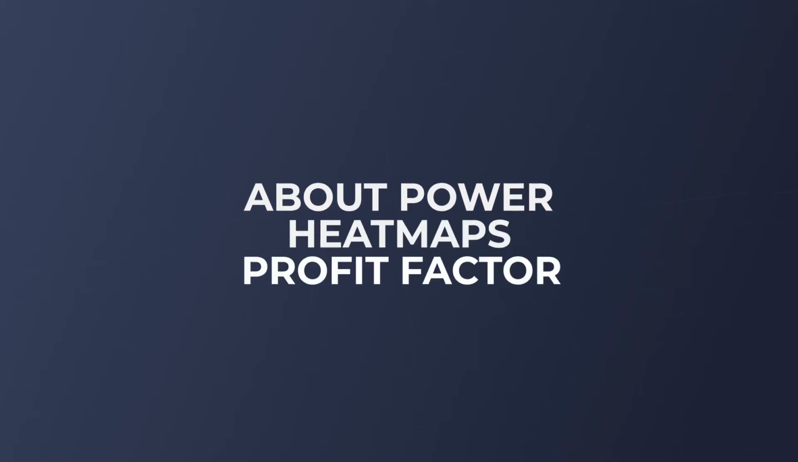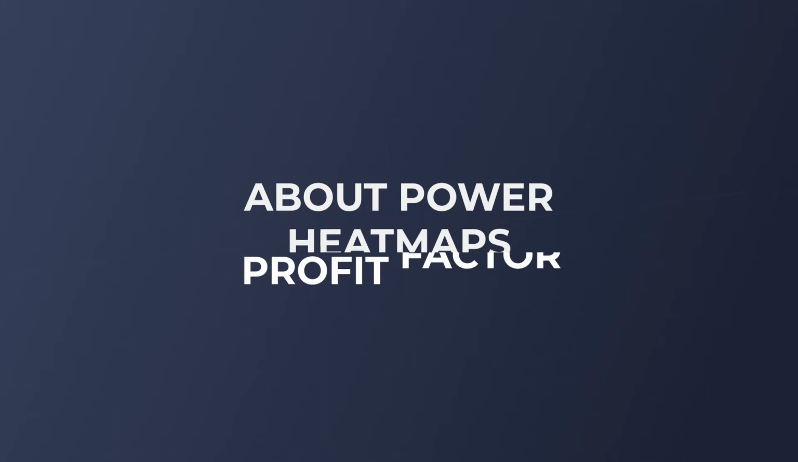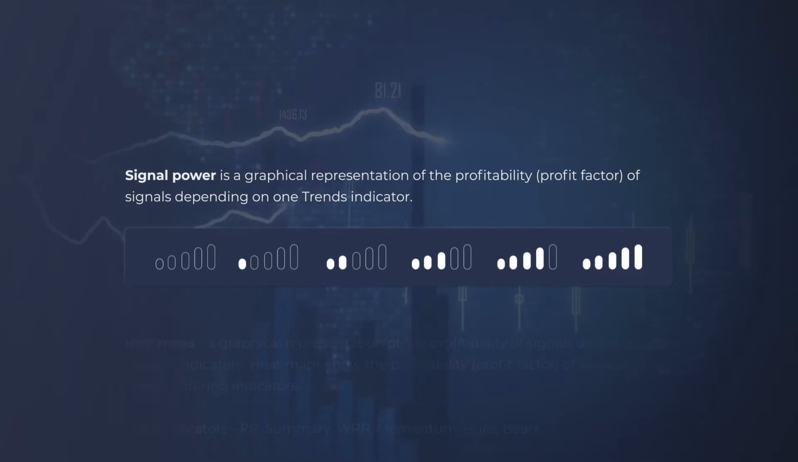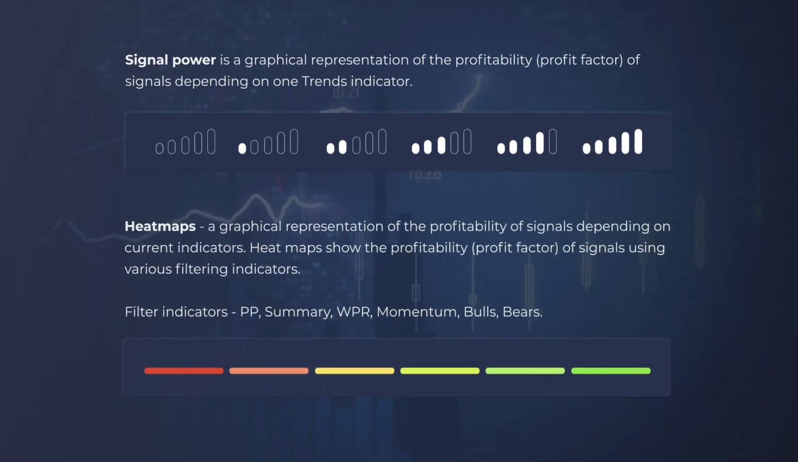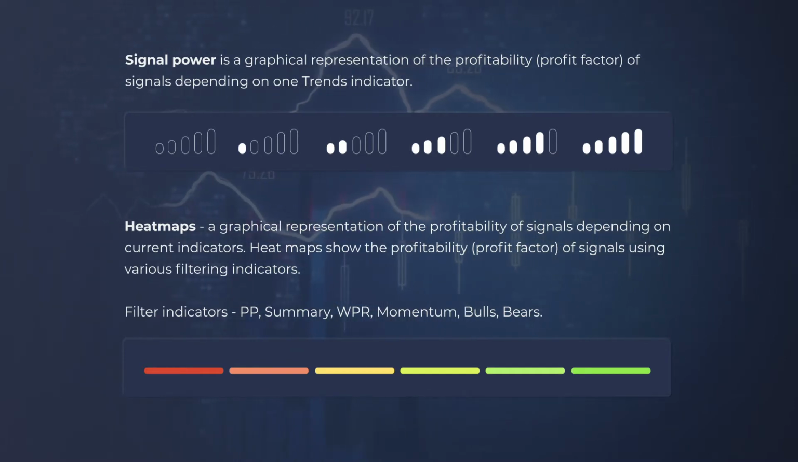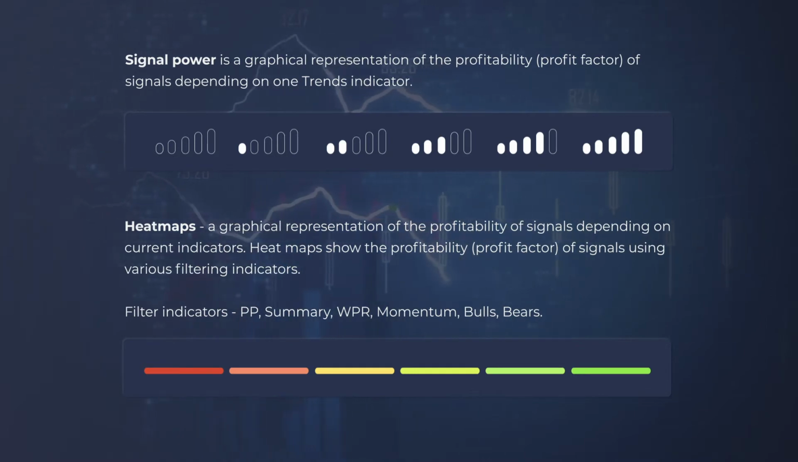In this video, we will tell you how heat maps, signal power, and profit factor are calculated. We will also tell you how to read these indicators while trading. Signal power is a graphical representation of the profitability of signals depending on one trend's indicator. Heat maps are a graphical representation of the profitability of signals depending on current indicators. Heat maps show the profitability of signals using various filtering indicators.